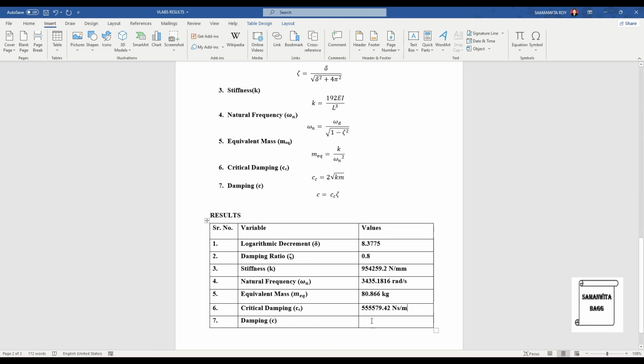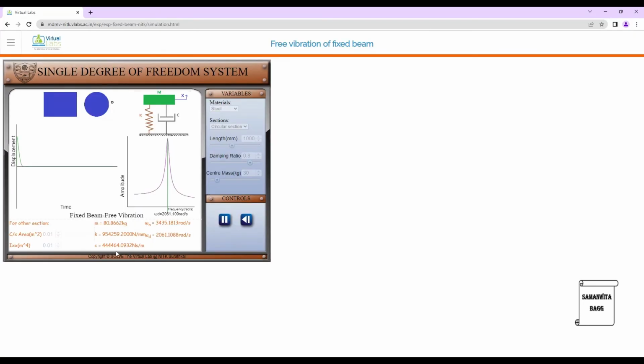And for calculating C, I just multiply this answer with 0.8. So I get the value as 444463.54. You can check the value here. It's close and correct.